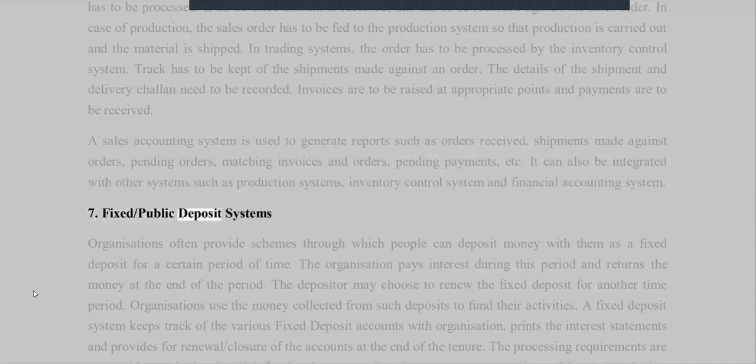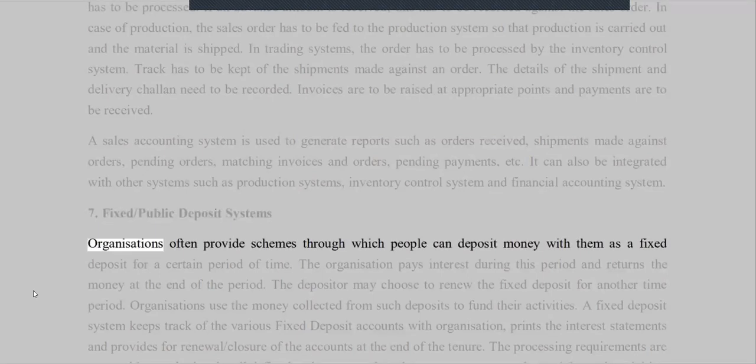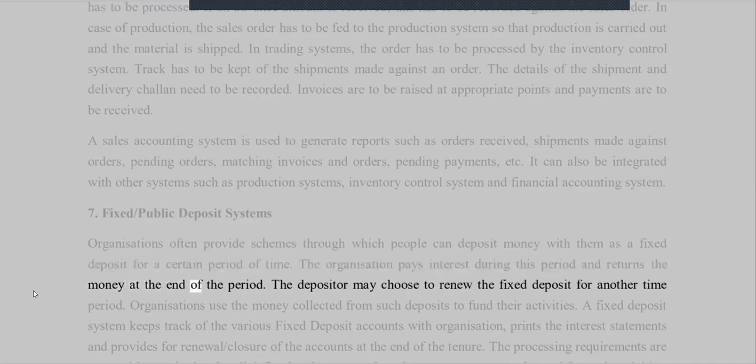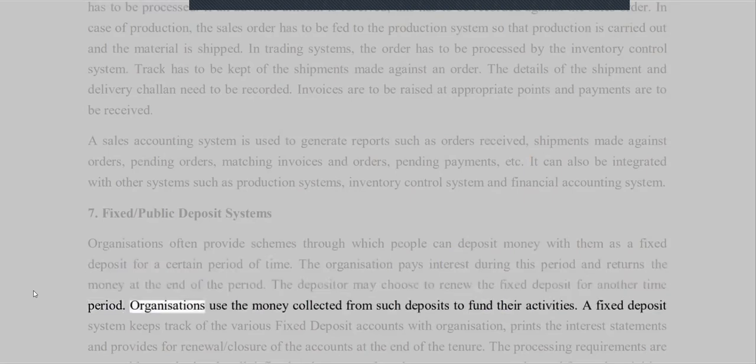7. Fixed public deposit systems. Organizations often provide schemes through which people can deposit money with them as a fixed deposit for a certain period of time. The organization pays interest during this period and returns the money at the end of the period. The depositor may choose to renew the fixed deposit for another time period. Organizations use the money collected from such deposits to fund their activities.